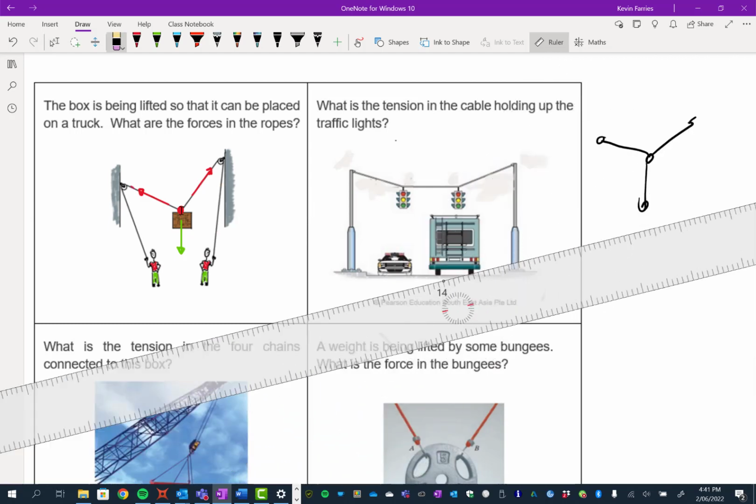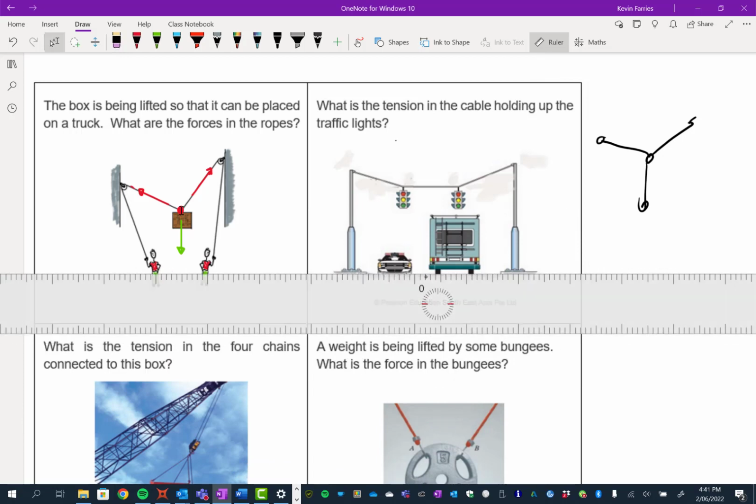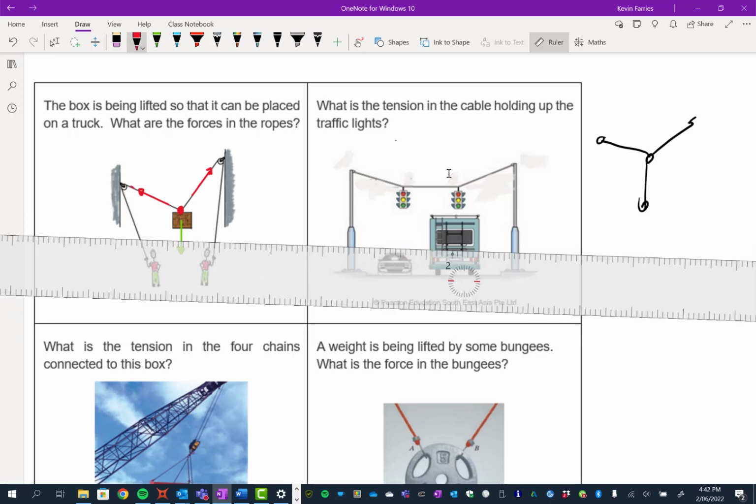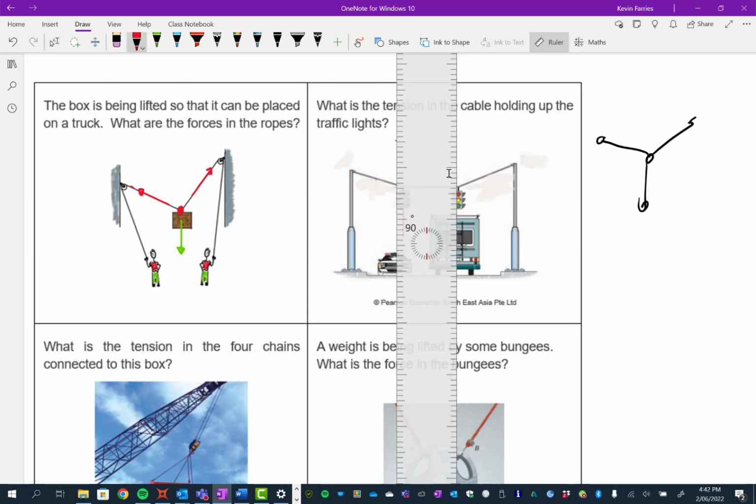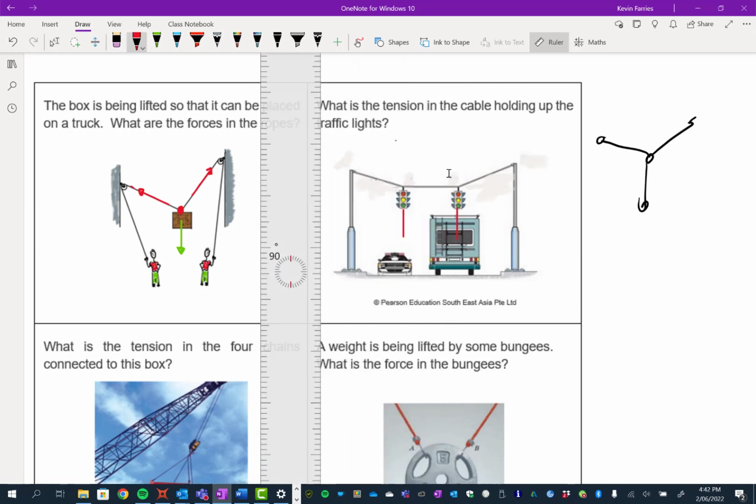Okay, a very similar problem. Again, we've got a cable that's holding up some traffic lights in this case, and we've been asked to figure out what's the tension in the cable holding up the traffic lights. So again, we're starting with whatever force is the cause of the tension in those cables. And so again, it's going to be the gravity acting on the traffic lights, and there's going to be gravity acting on both of them. Assuming they're the same, it's going to be the same gravity.